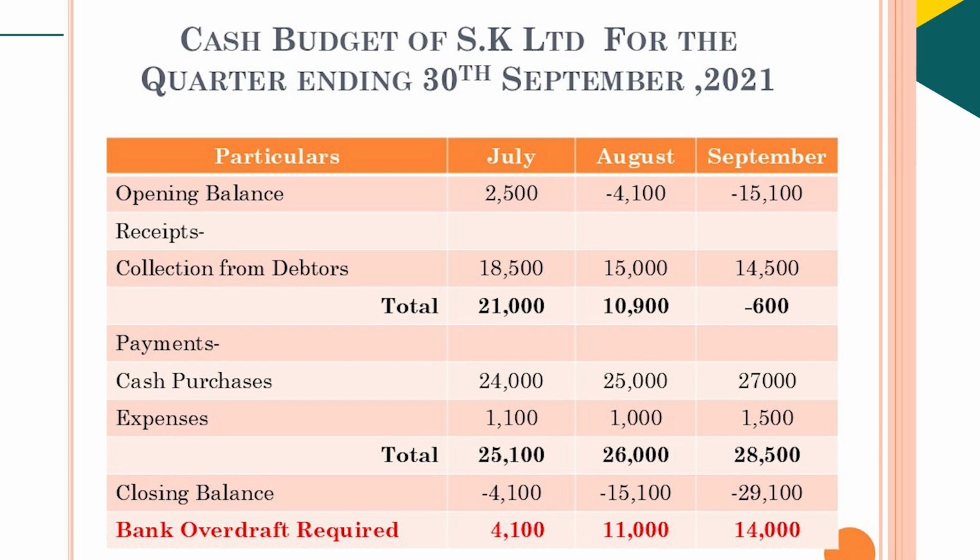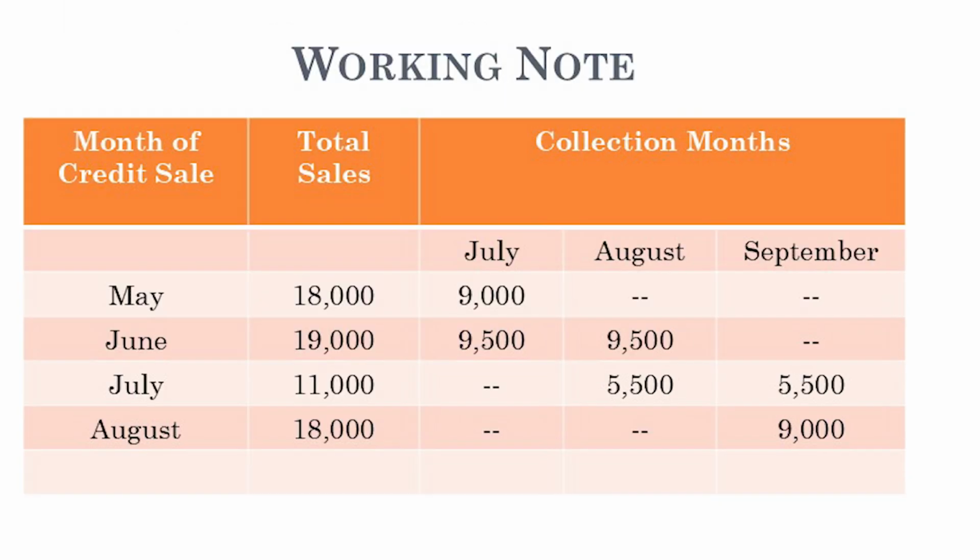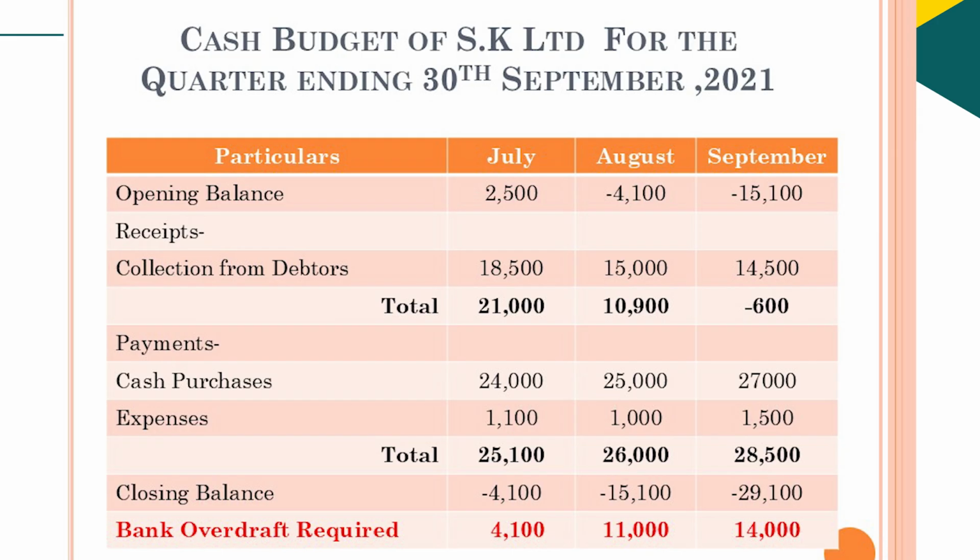Under the receipts, I have written down the collection from debtors 15,000. This amount was the total that we calculated from our working note. The total of receipts comes as 10,900. Under purchases, I have taken 25,000 and expenses 1,000, both the amounts directly from the question of the same month, and the total here is coming as 26,000. Again, it's a deficit, that is the inflow is less and the outflow of cash is more. So again, the closing balance is coming as minus 15,100, which is 10,900 minus 26,000.